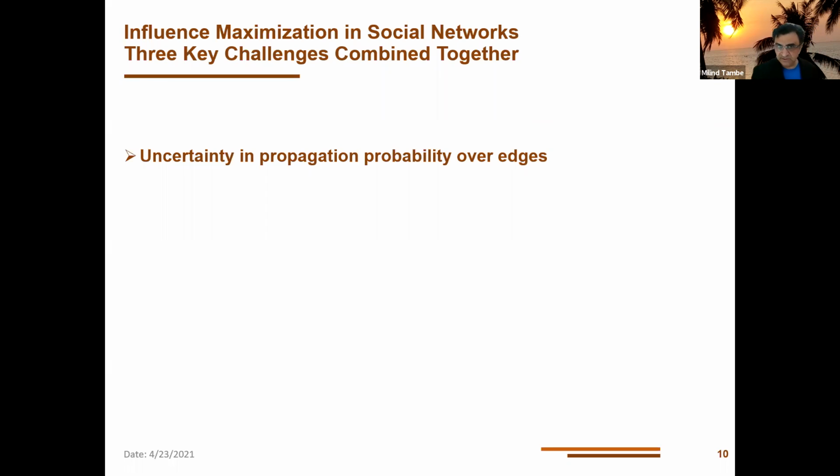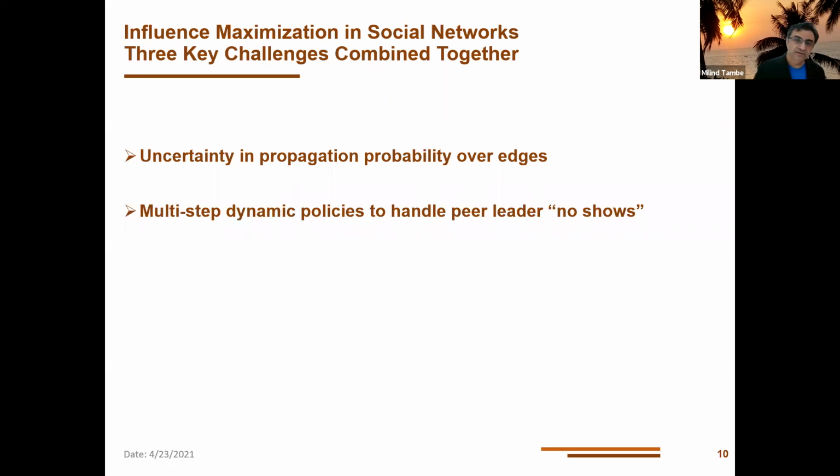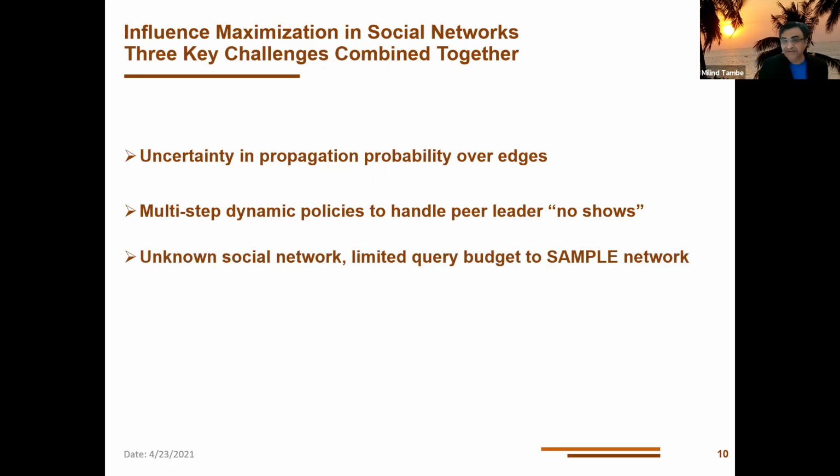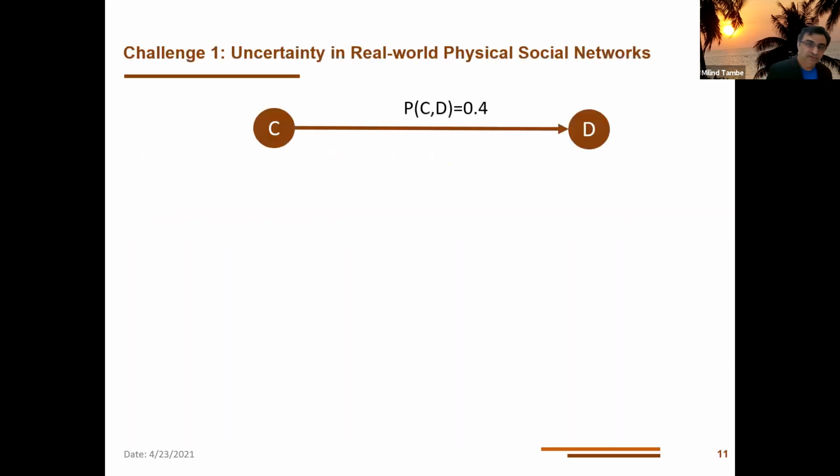As we try to apply standard influence maximization algorithms in our domain, there are three key challenges. First, the probability with which information spreads from youth A to youth B is uncertain. Second, we are faced with a situation where peer leaders may be no-shows. So we invite a set of youth, and some of them may not show up. When we invite the next batch, we have to take into account who showed up, leading to a multi-step dynamic policy. And finally, the social network itself is not known. We could query a few of the youth in order to sample the network, and based on that, figure out who are the key influencers to spread information. So I'm going to show you how we address these challenges, starting from the top, working my way towards this case of unknown social networks. So let's start with the first.